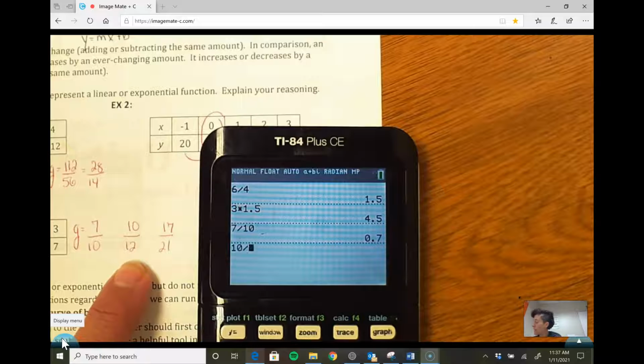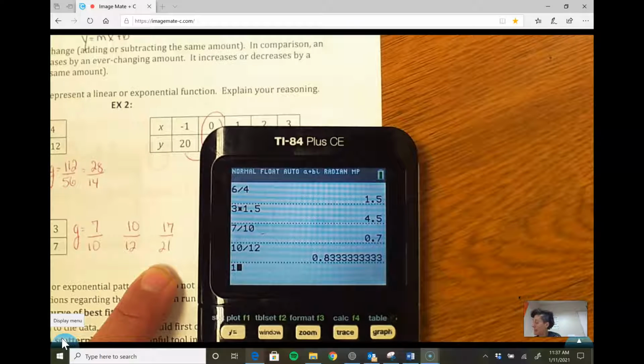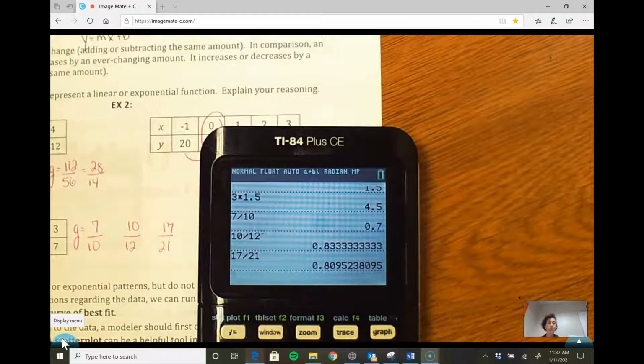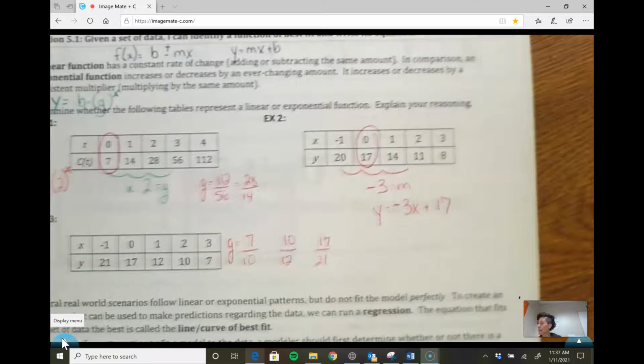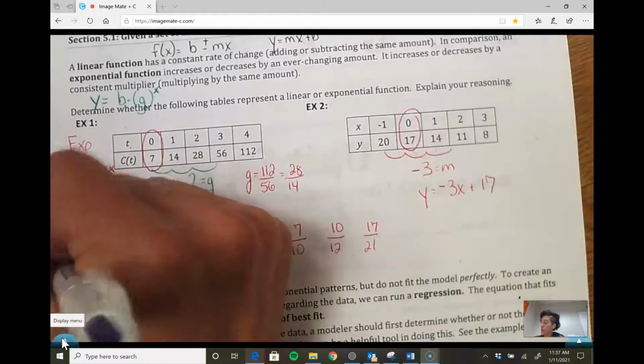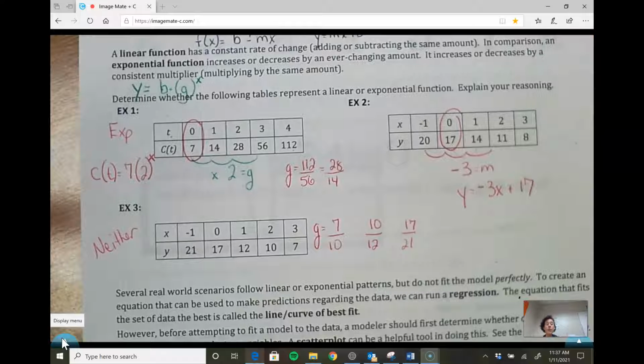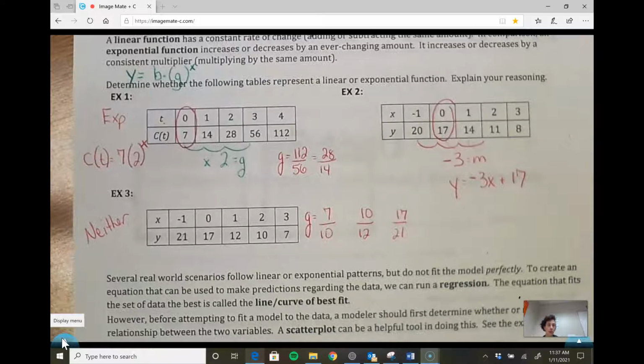But when I take 10 and divide it by 12, I don't get 0.7. And 17 divided by 21, well, that's not the same amount either. So as it turns out, this isn't linear or exponential. So this was what we would just say neither. Now, as it turns out, these points might actually look close to being linear, or they might look close to being exponential, and that's what we're going to start to look at.